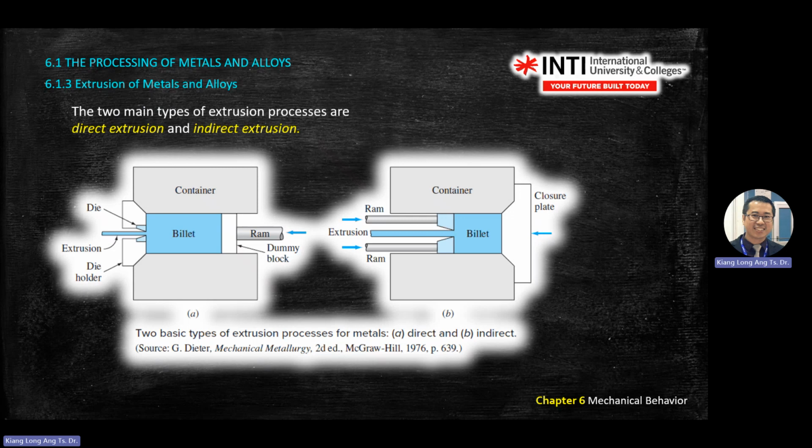Okay. So on the right-hand side, indirect. You see, indirect, the ram is moving also, but the ram and the die are combined together. Then you press the die with the ram. The billet is stationary. Okay, so on the left-hand side is direct and on the right is indirect. Usually indirect will be more expensive compared to the left-hand side.